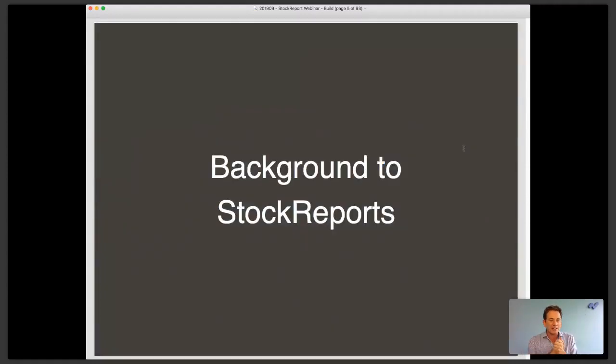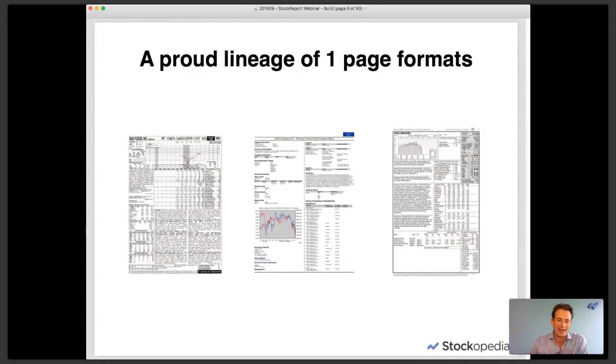So going straight on, I don't want to spend too much time going through this, but some background to the stock reports. Now, I'm in my mid-40s, so I go back a little bit beyond when I first started investing. The internet was just getting started, but there was this lineage of old print products that I absolutely adored. These print products tried to fit everything on a stock onto one page, things like Value Line or REFS, etc. And what they did is create this really condensed format of everything you need to know on a stock to make a decision. That's really where the whole concept of stock reports came from.